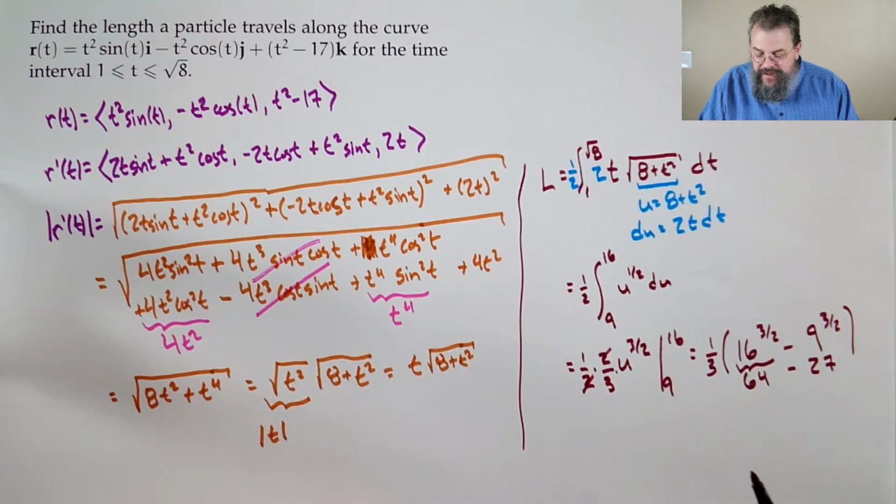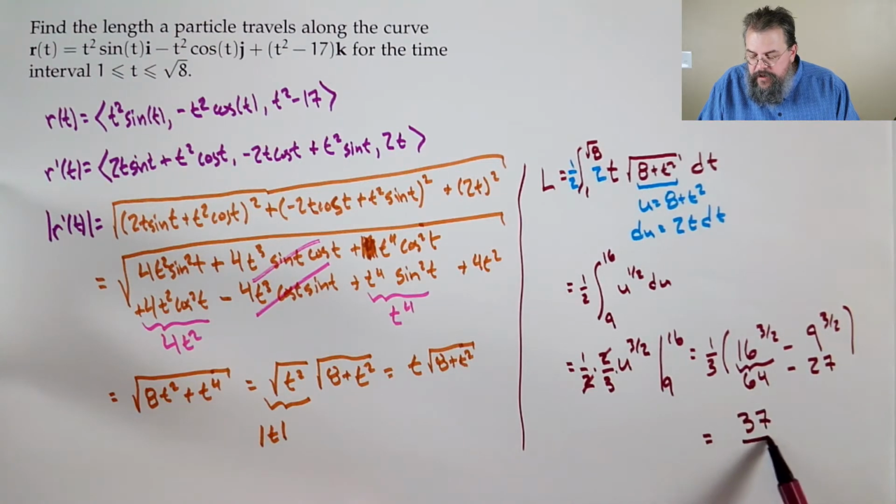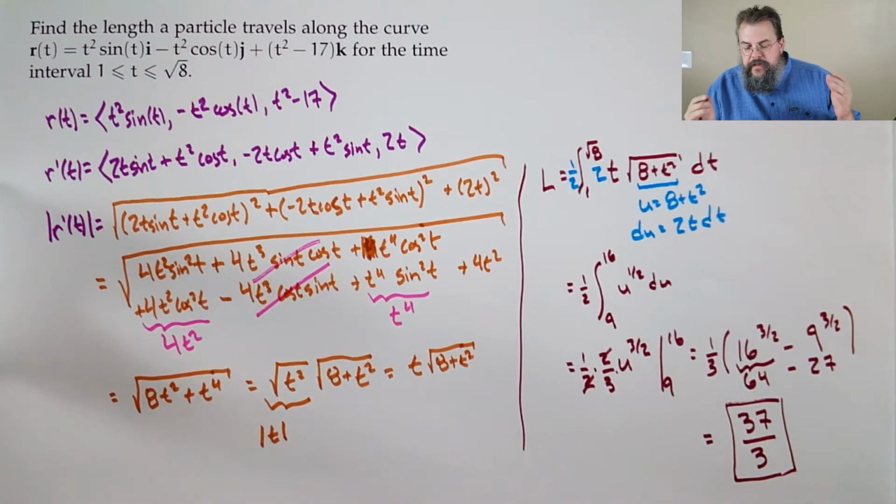We can be a little bit more precise. It's 37. So we end up with 37 over 3. And that's the answer. And it worked out surprisingly nice.